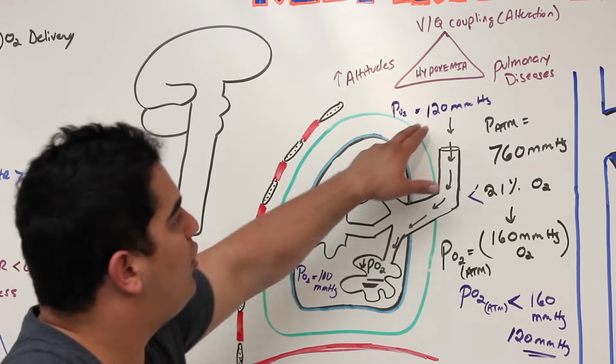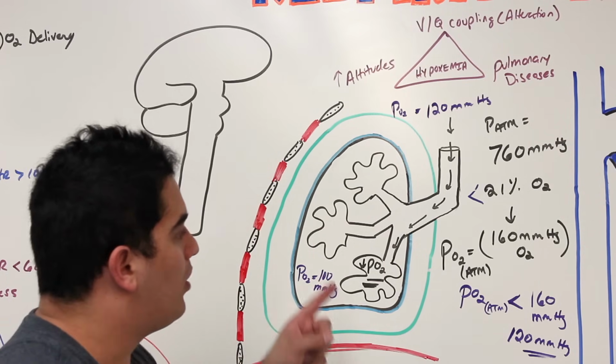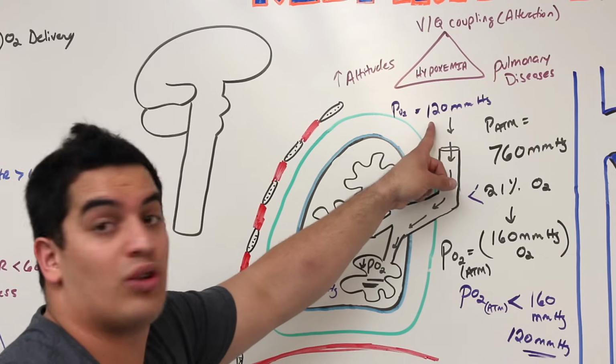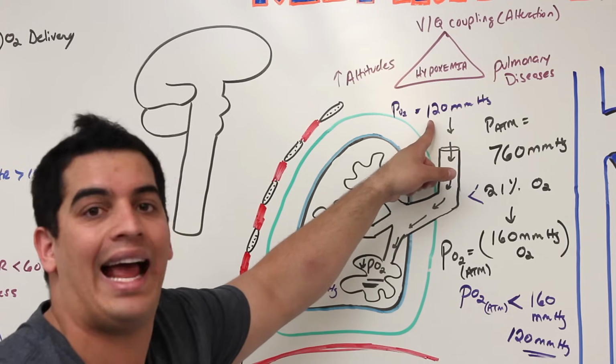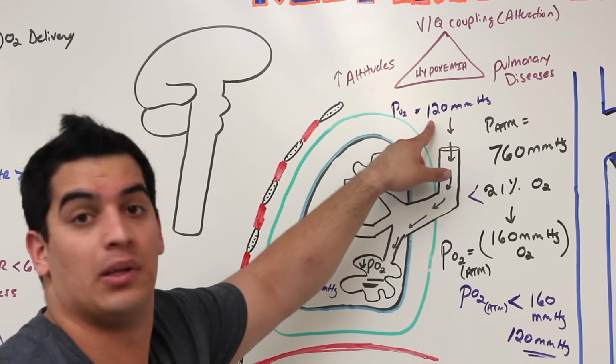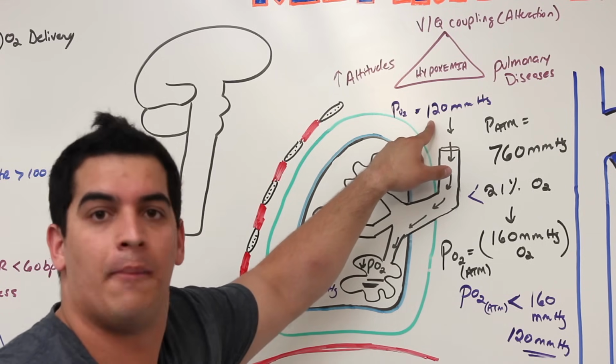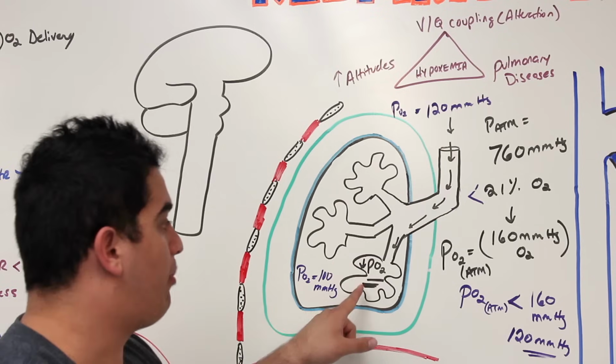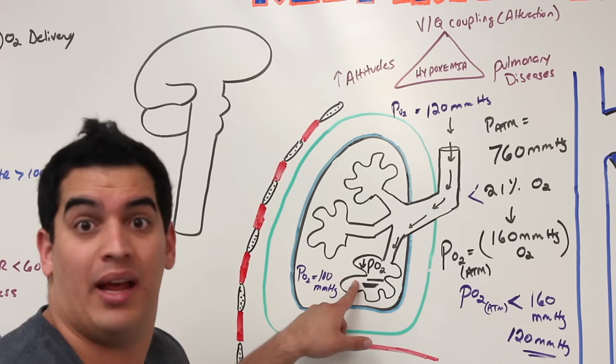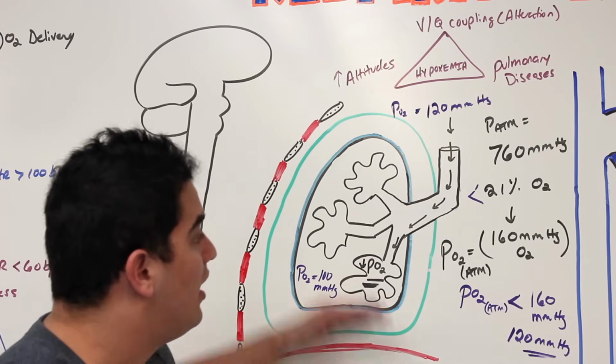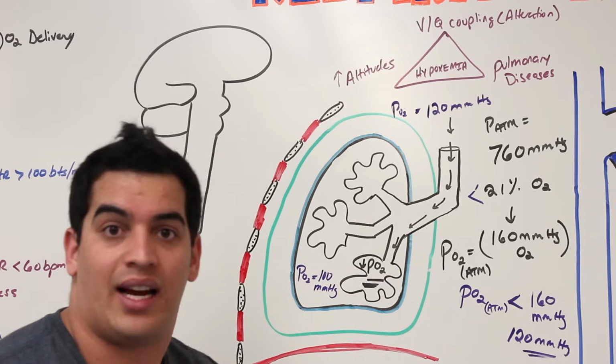So again, I used 120 as an example, but I want you to understand that if this drops really, really low, depending upon how high the elevation is, to where it drops below 100 millimeters of mercury, let's just suppose 80 millimeters of mercury, what's the partial pressure of oxygen in the alveoli going to be? It's going to be 80 millimeters of mercury, and that's going to cause less oxygen to be delivered into the tissues, and that can lead to hypoxemia.